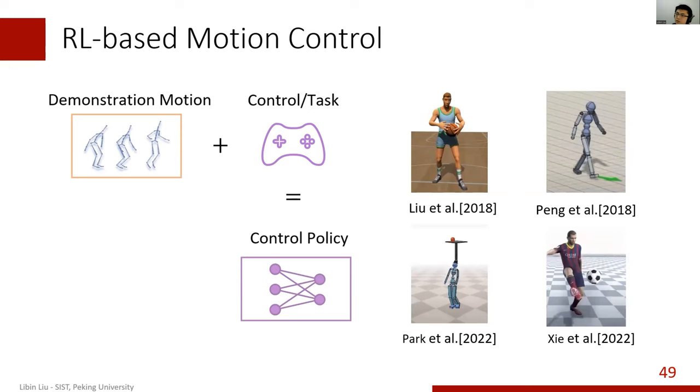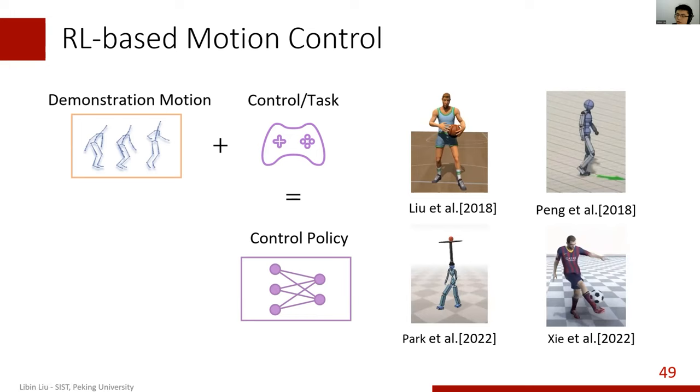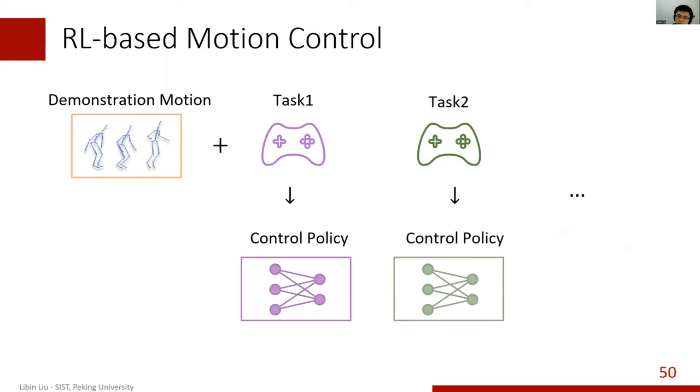We can see there have been very good results in the past few years, from basketball to soccer dribbling and very complicated tasks. But the problem of this traditional RL method is that we always need to retrain the policy for each task. And every time we train a policy, it takes quite a long time to finish, usually at least a few hours. For more complicated tasks, it can go to days.